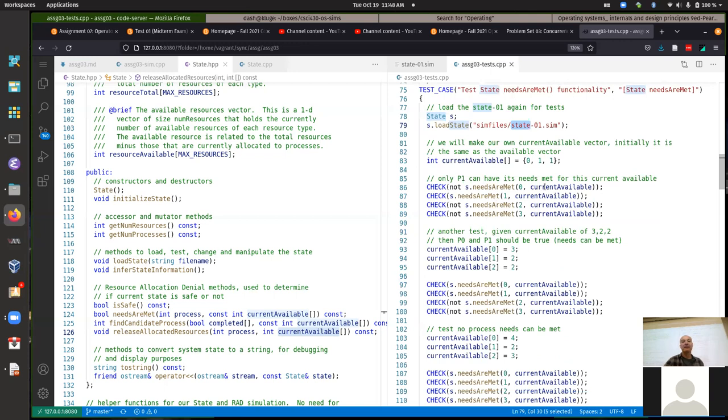So if you look at the tests, we actually define an array called current available, which has that available that I've been talking about, 011, because that needs to be passed in as a parameter when we call the needs are met, right? Here, we're saying you should only return back true that the needs are met for process one, and the needs should be false for process zero, two, and three, for the state one.